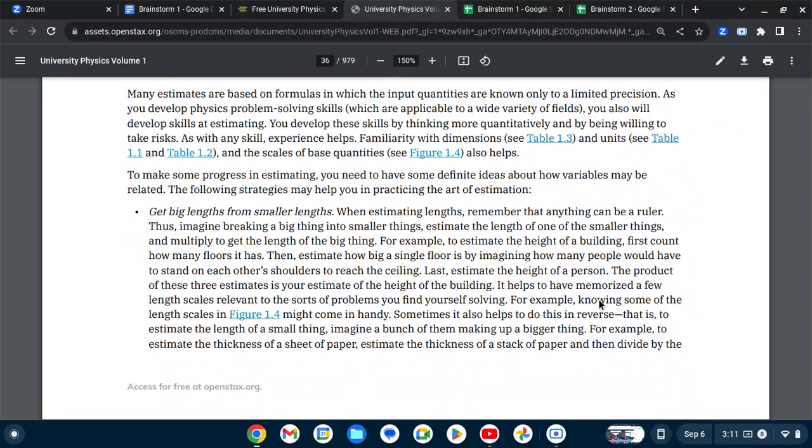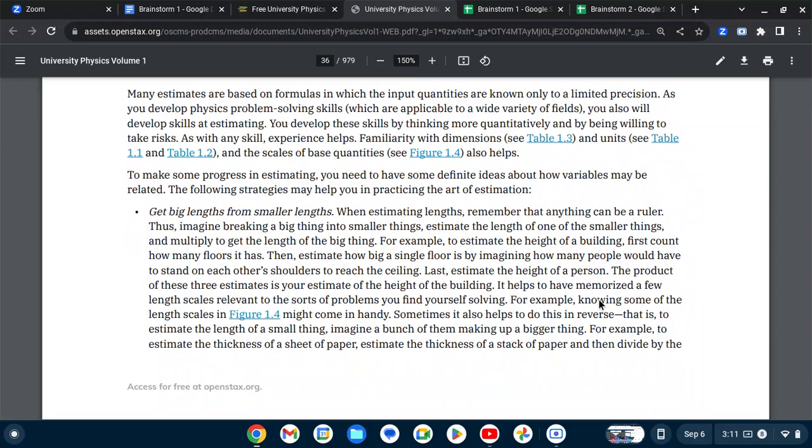Many estimates are based on formulas in which the input quantities are known only to a limited precision. As you develop physics problem-solving skills, you will also develop skills at estimating. You develop these skills by thinking more quantitatively and by being willing to take risks. As with any skill, experience helps. Familiarity with dimensions and units and the scales of base quantities also helps. To make some progress in estimating, you need to have some definite ideas about how variables may be related. The following strategies may help you in practicing the art of estimation.